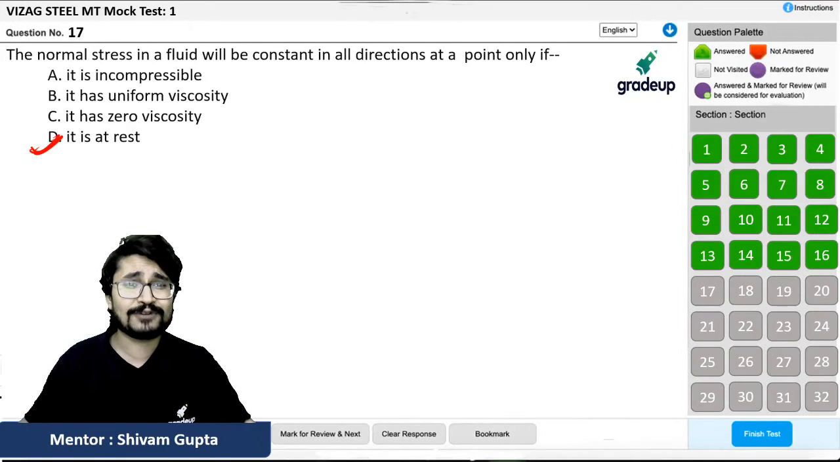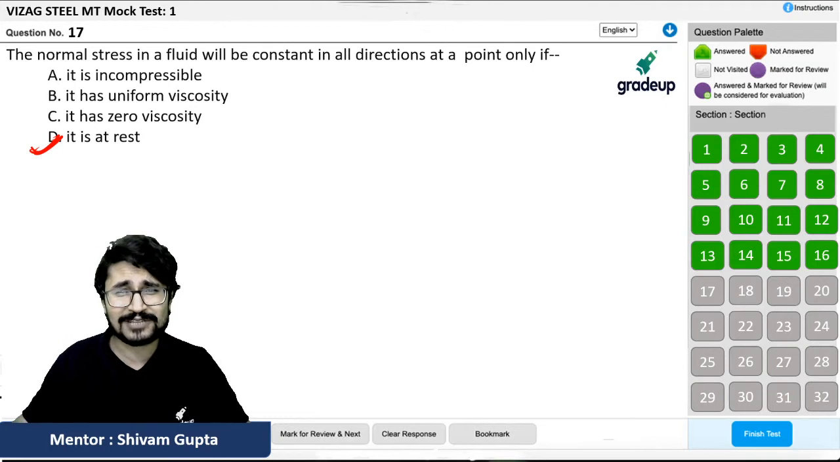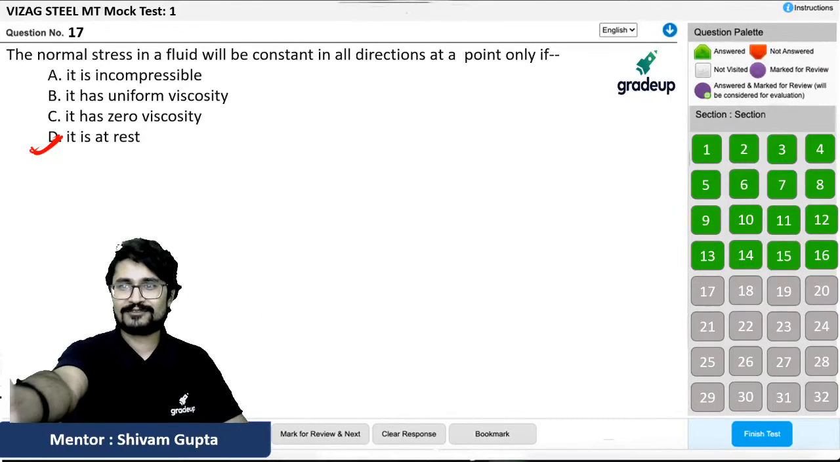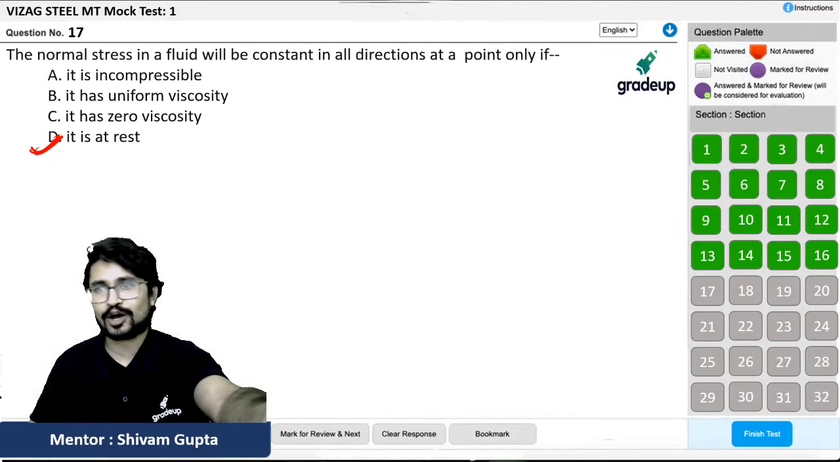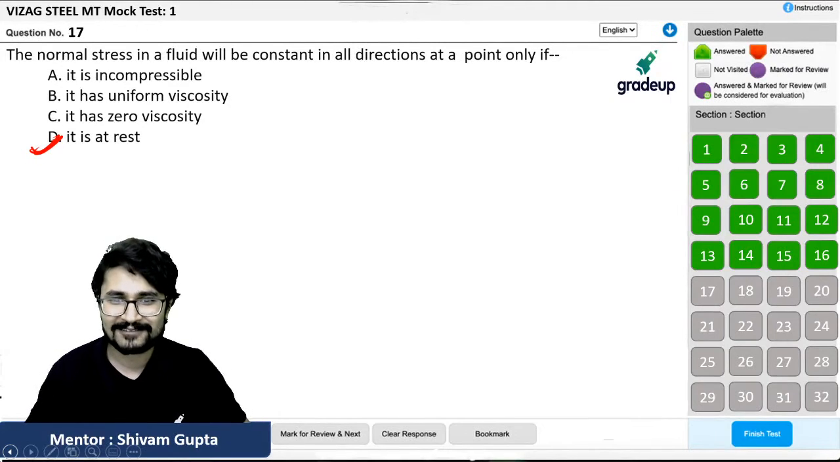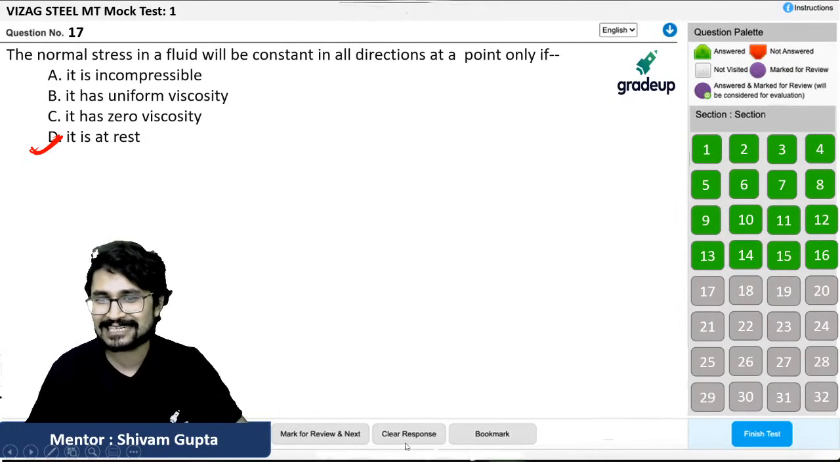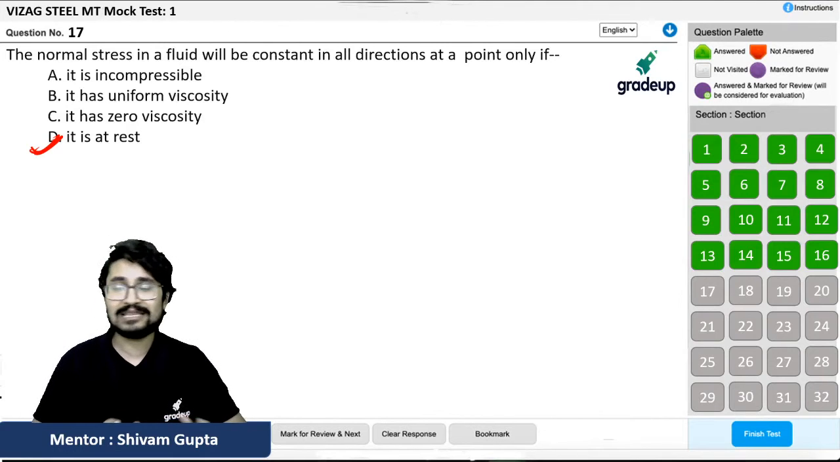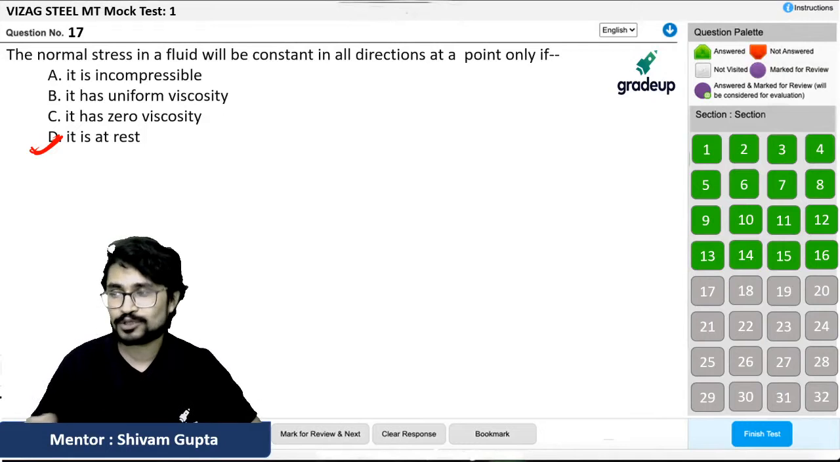Guys, just tell me one thing. Are you getting a real-time experience of the examination? Are you feeling like you are giving the examination in your exam hall? Because I have made each and everything right. We have given 16 answers and the 17th answer is option number D, and we have the Vizag Steel mock test. Here we have mark for review, next, clear response, bookmarks, right? English. So are you getting a real-time experience of Vizag Steel? Actually, my main motto is that I have to give you the real-time experience. Okay, so the answer is option number D.